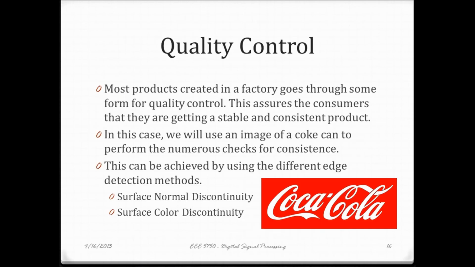Quality control. Most products created in a factory go through some form of quality control. This assures the consumers that they're receiving a stable and consistent product. In this case, we'll use an image of a Coke can to perform the numerous checks for consistency. This can be achieved by using different edge detection methods.